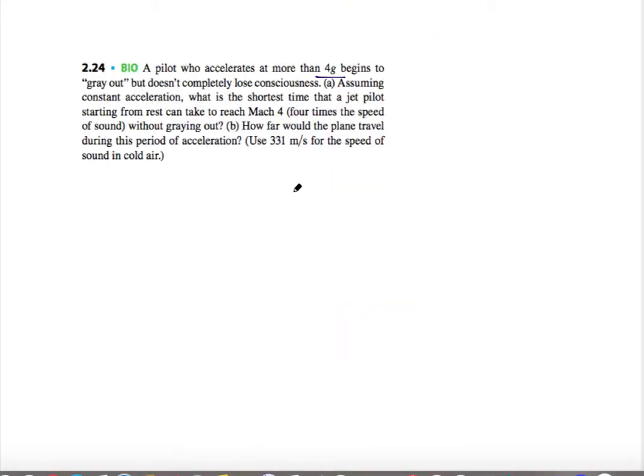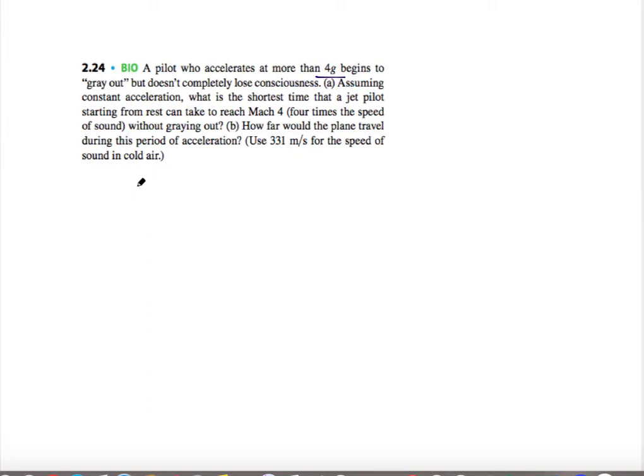All right, number 2.24. A pilot that accelerates at more than 4g begins to gray out, which is not a good thing for a pilot. So assuming constant acceleration, what is the shortest time that a jet pilot could start from rest and get to Mach 4, which is 4 times the speed of sound? I'm going to look down here and I see that the speed of sound is actually given.